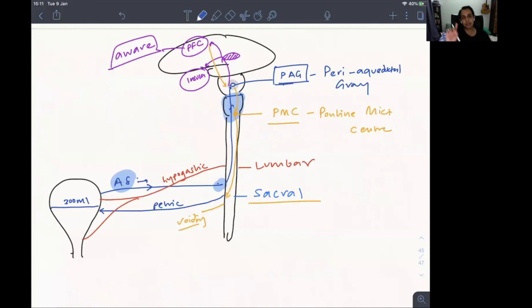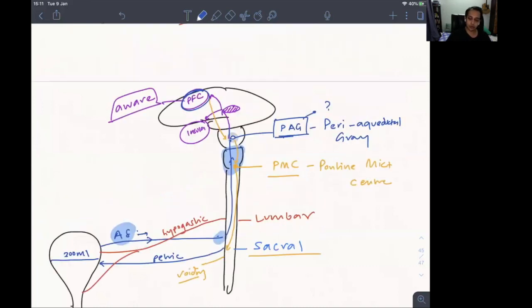But wait, let me just confirm. The PAG asks the PFC, the prefrontal cortex. Now, the PAG doesn't know where we are. The PAG doesn't know whether we are at home or in a classroom or on the bus. So the PAG asks the PFC for permission. The PFC is aware of context. So your frontal lobe is aware of context.